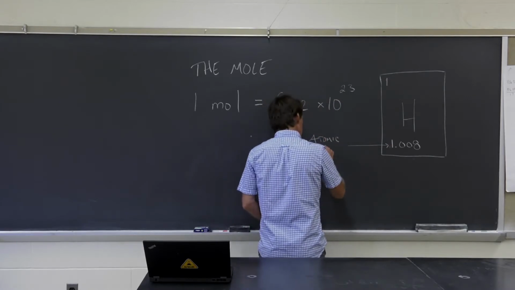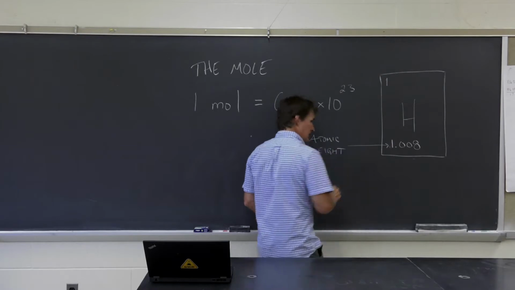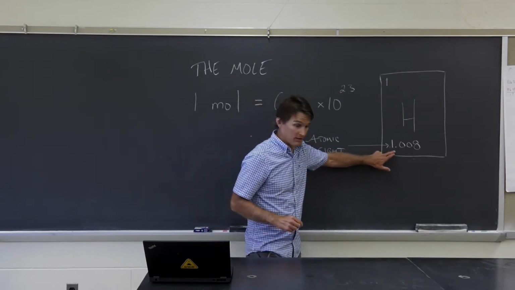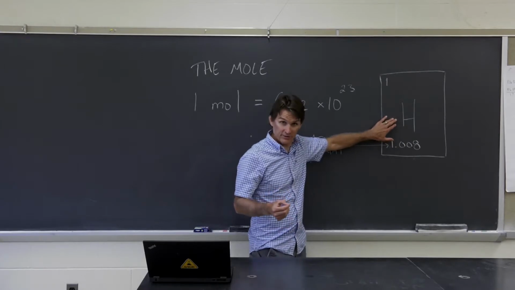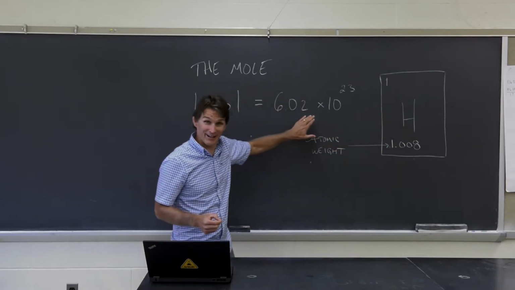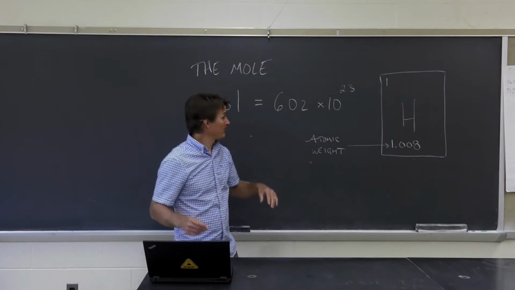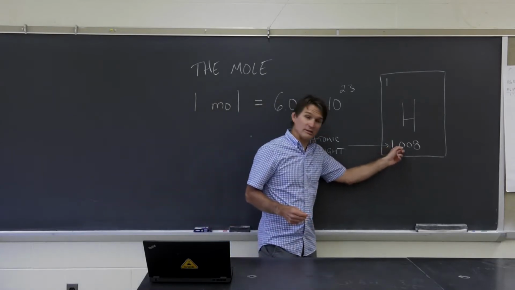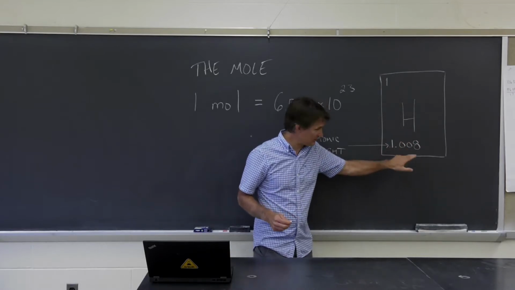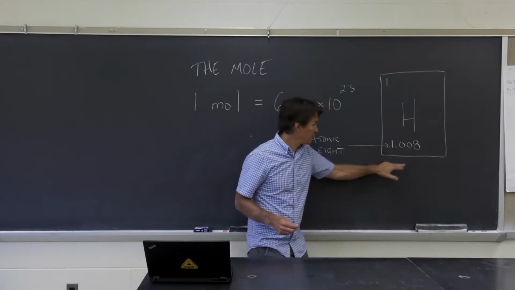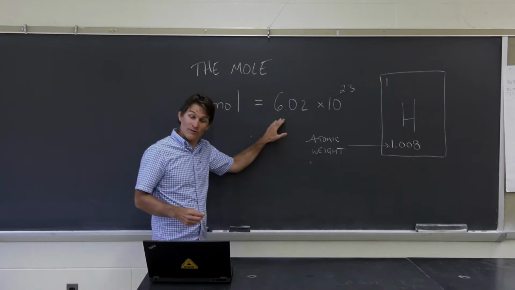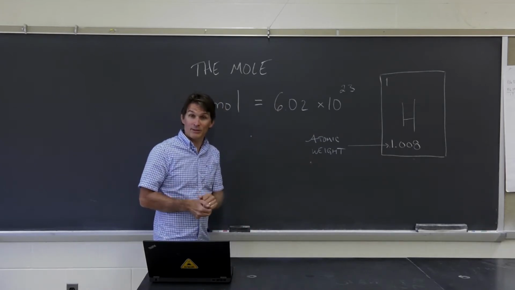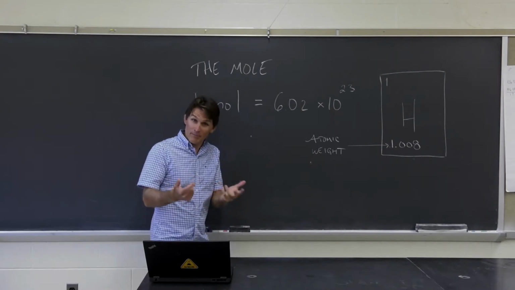There happens to be a relationship between the atomic weight of a particular element like hydrogen and 1 mole of that element. Very convenient. And it works like this. For hydrogen, if you have 1.008 grams of hydrogen, you've got 1 mole of hydrogen atoms. Very, very convenient way of being able to count by measuring.